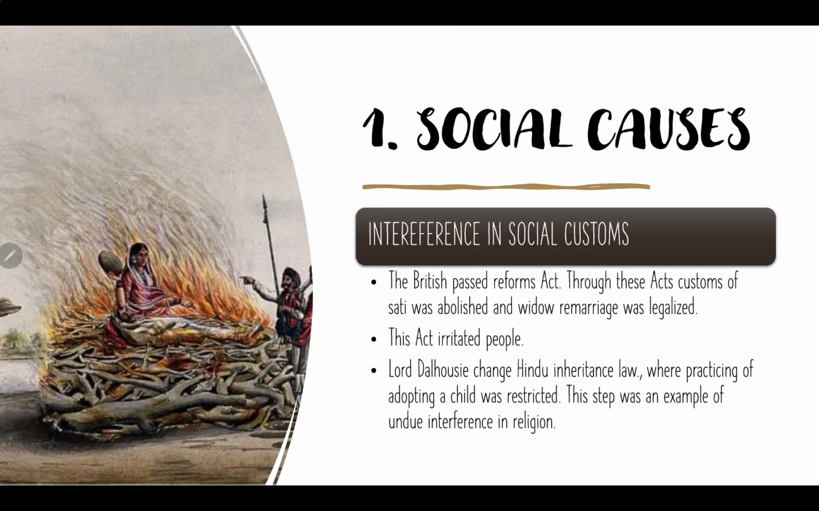Now, social cause. Look, this is a picture depicting sati. I know you have all heard about what sati is, so I don't need to explain the meaning. Let's move further. In social cause, point number 1 is interference in social customs. The British were the rulers of India at that period of time. The Britishers passed the Reforms Act. Through this act, the custom of sati was abolished and widow remarriage was legalized.